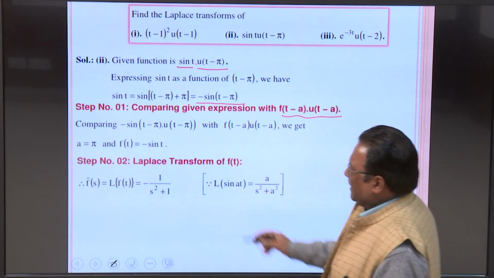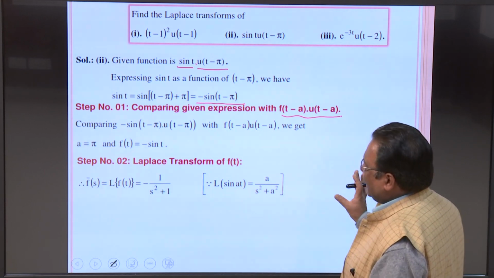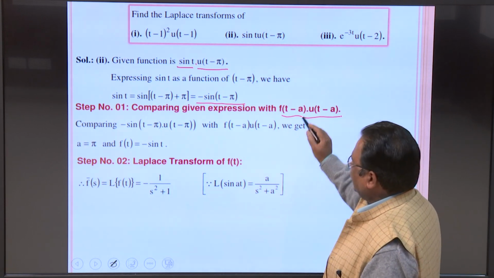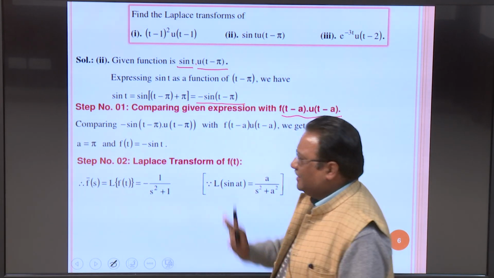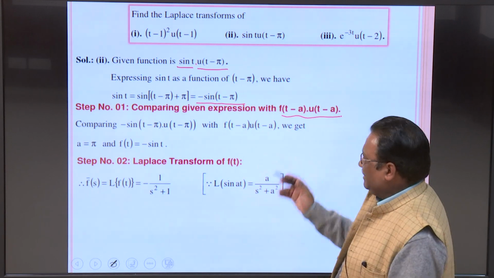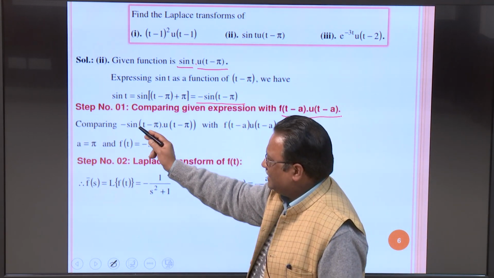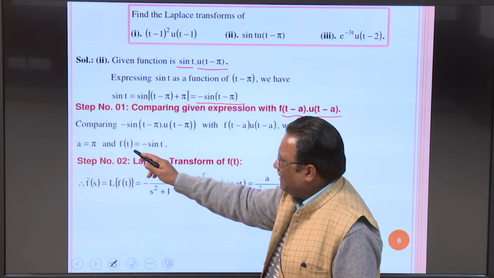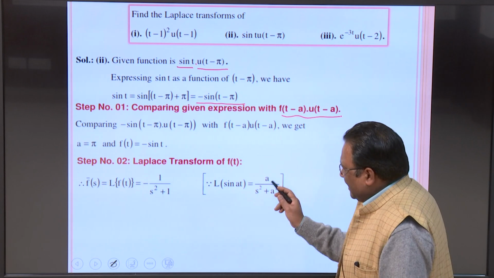Okay, so comparing this result with this standard expression, we get, what is a? A is pi. So a is pi, and what is f t? F t is minus sin t. Minus sin t, because when this term a is 0, then f t becomes simply minus sin t. Okay, so f t is minus sin t, and we know L sin at is a over s square plus a square.